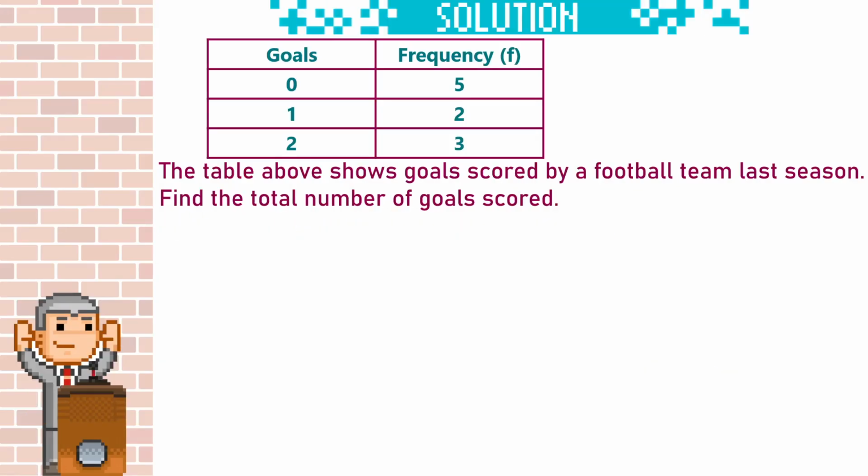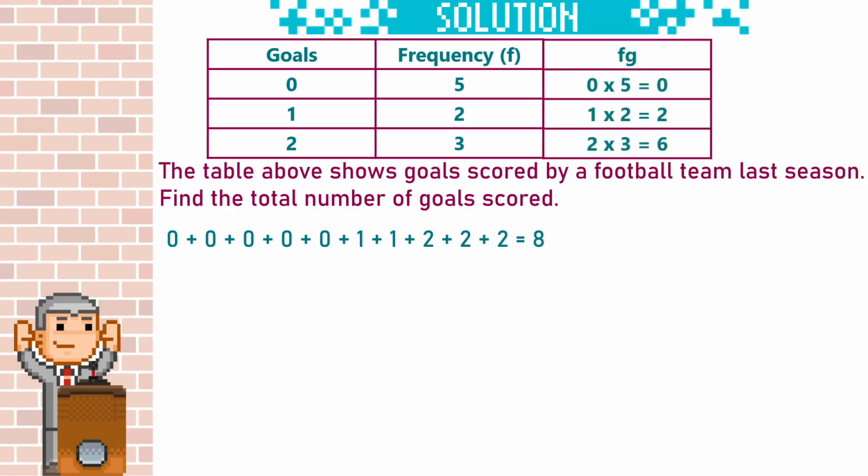We can write the information from the table as a list. So there were 5 games with no goals, 2 with 1 goal and 3 with 2 goals. To find the total number of goals, we can just add these numbers, so we see that the answer would be 8. This can be time consuming, so we could add a column onto the table and work out the total goals scored for each row by multiplying the number of goals by the frequency. We can then add these together, much easier.